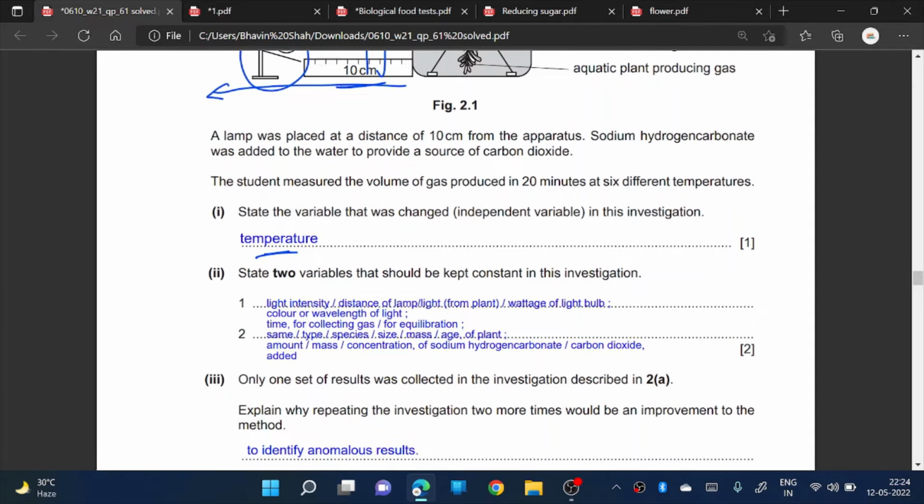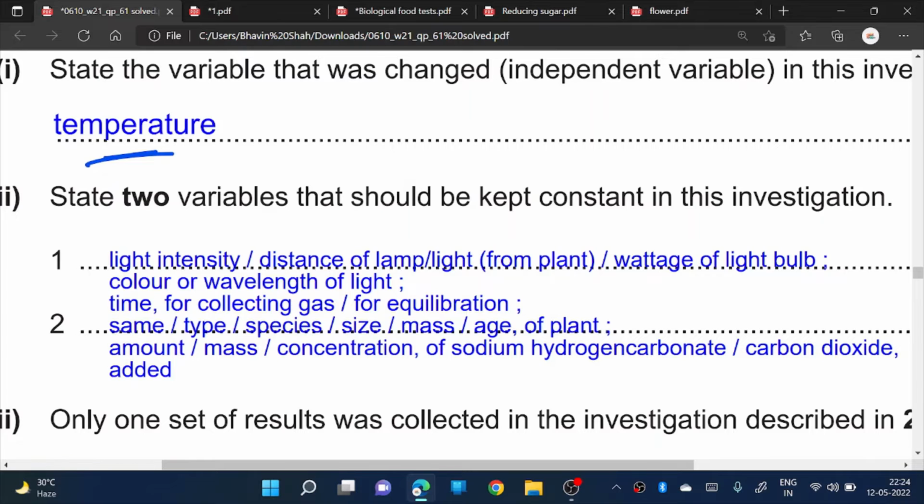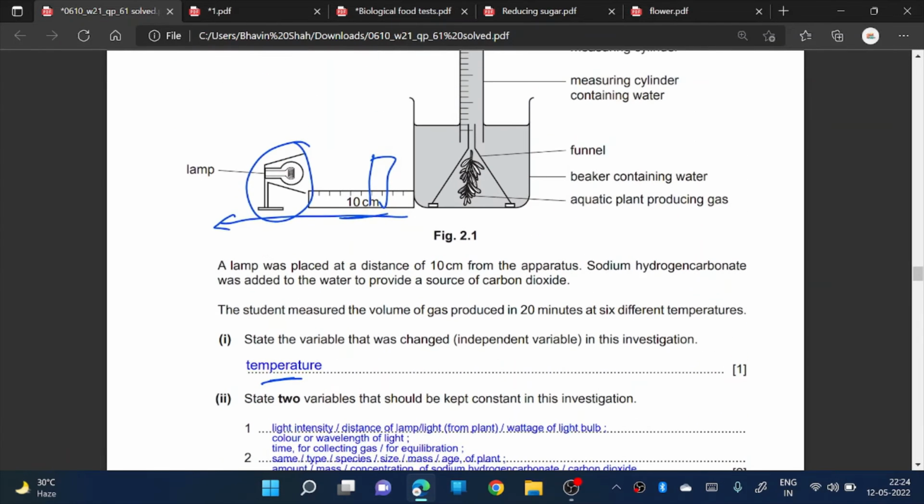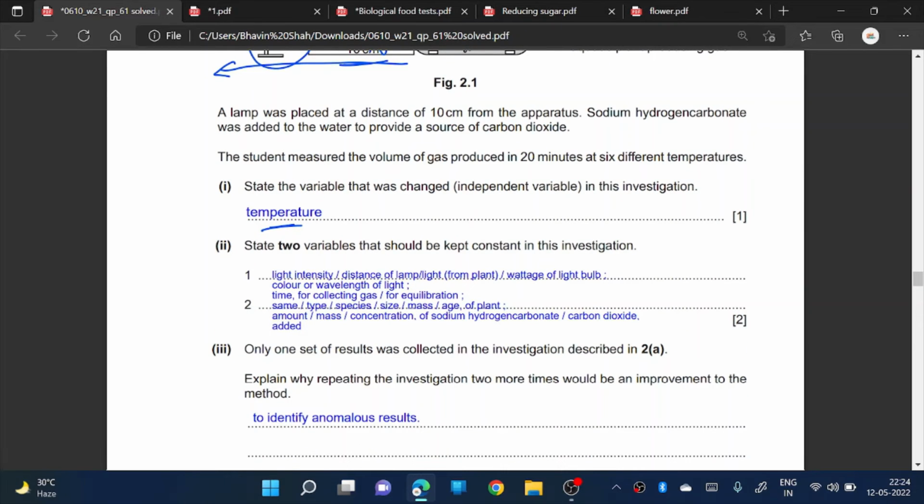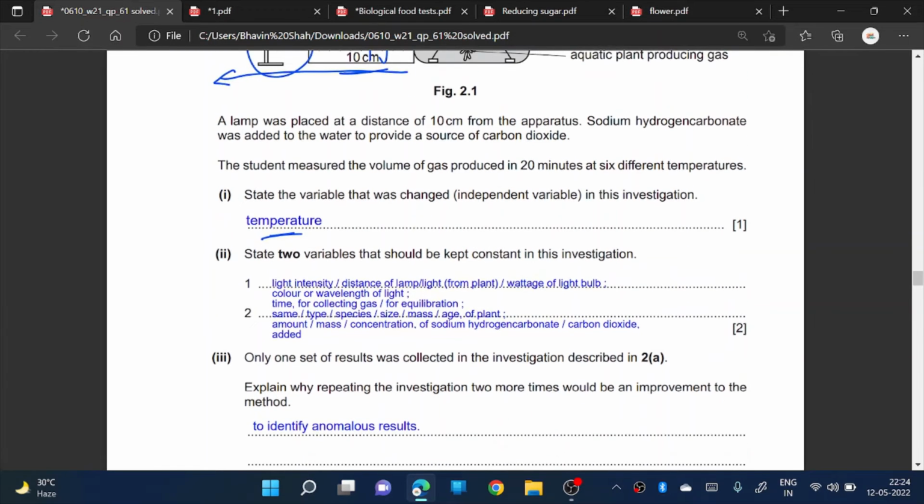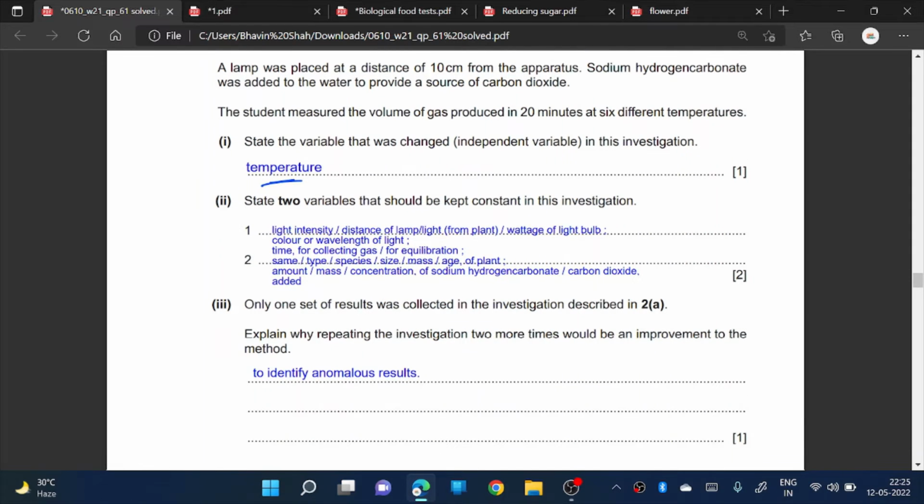State two variables that should be kept constant. Now there are many variables that can be kept constant. So we are looking at the light intensity or distance of the lamp, color or wavelength of the light, timing for collecting the gas, as in you're looking at 2 minutes, 5 minutes, whatever. Type or species, mass or age of the plant. Okay, this is again very important. You are using a plant over here. It should have the same number of leaves and all. Amount, mass or concentration of hydrogen carbonate or the carbon dioxide added. Okay, so all these are the important constant variables which you need to monitor during the experiment.